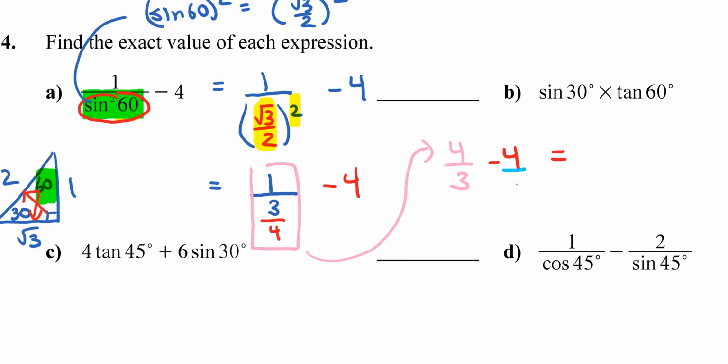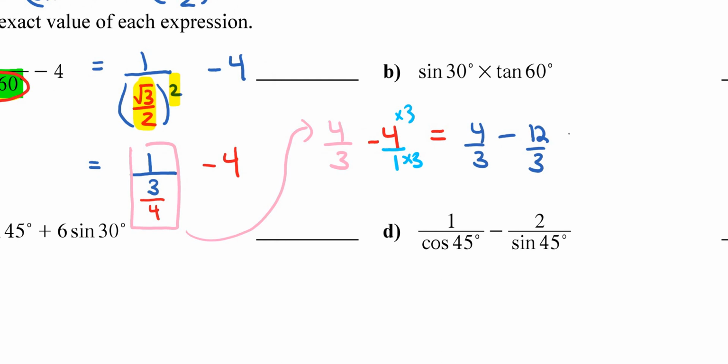I need a common denominator here, so I can times this thing by 3 and that by a 3. So this is now going to be 4 over 3 minus 12 over 3. And 4 minus 12 is going to be negative 8. So my final answer is negative 8 over 3.